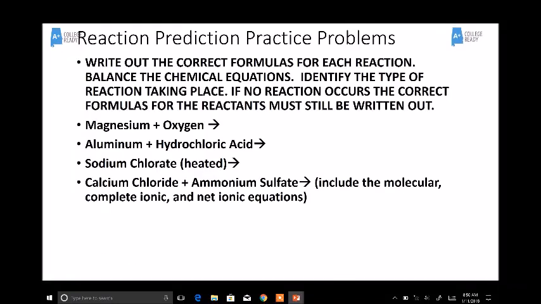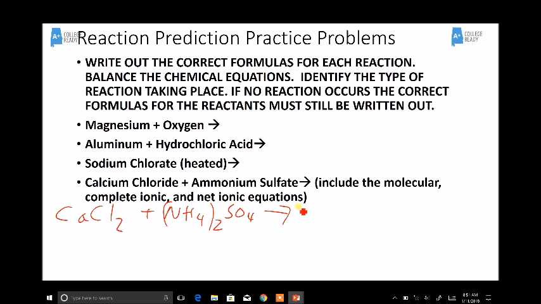Problem 4 asks us to take calcium chloride plus ammonium sulfate. This one asks us to include a molecular, a complete ionic, and a net ionic equation. This is going to be a double replacement reaction. So calcium chloride is CaCl2. Ammonium sulfate is going to be (NH4)2SO4. We're going to get a double replacement reaction.